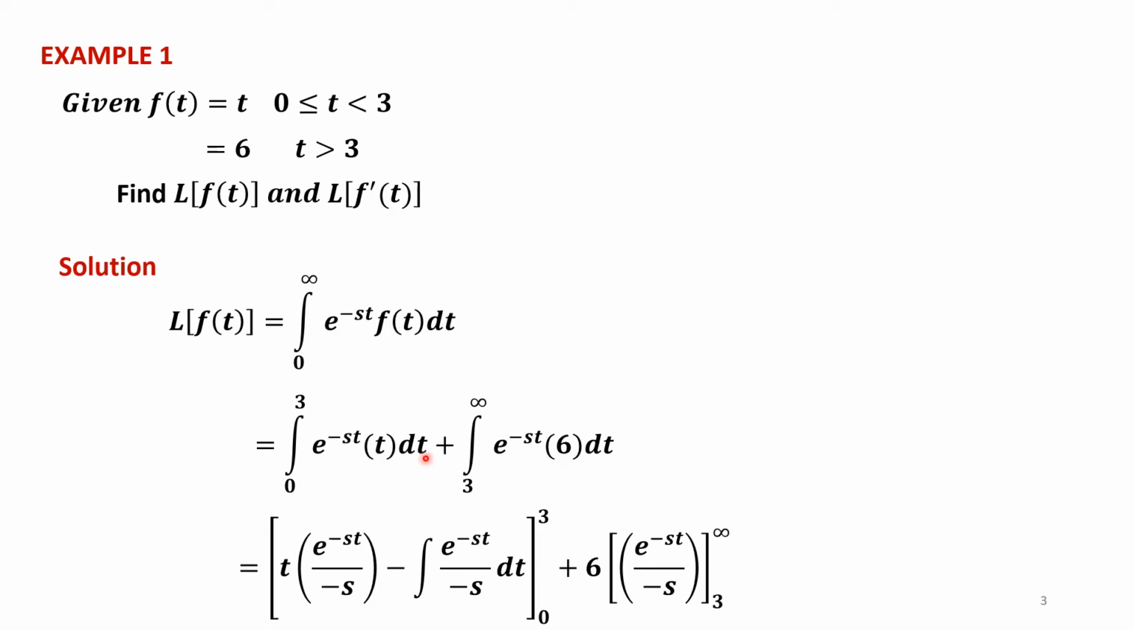And then when 6 is taken outside, the integration of e raised to minus st will become e raised to minus st upon minus s between the limits 3 and infinity. Now integrating this again. So integration of e raised to minus st upon minus s, one more minus s will come. So we will get e raised to minus st upon s square.